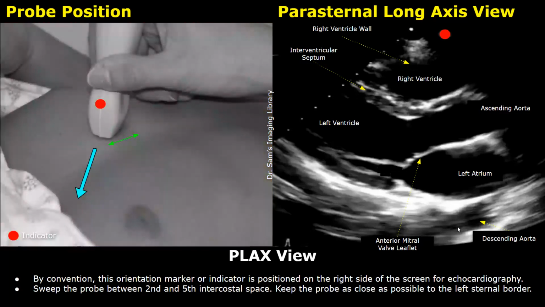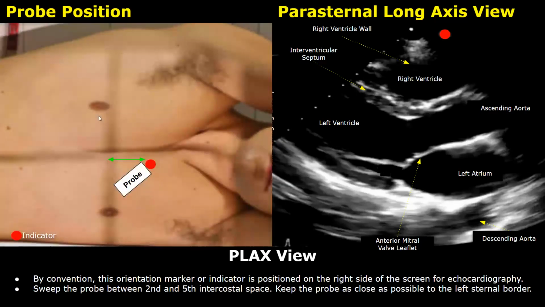Here is another image showing the probe position in a patient lying in supine position. The indicator is directed towards the patient's right shoulder. The left lateral decubitus position brings the heart closer to the ribs and moves the lungs away from the parasternal window. So, if you are having trouble finding a good image with the patient in supine position, switching to a left lateral decubitus position can be helpful. Make sure that the indicator is towards the patient's right shoulder.